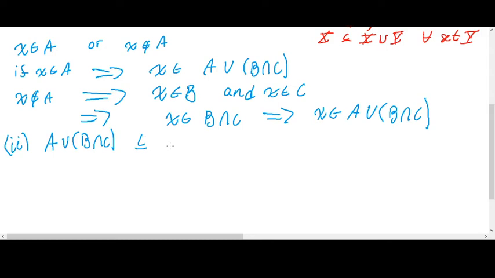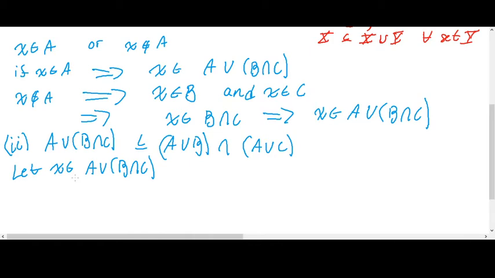So, going on to our second part, where we show that A union B intersect C must be a subset of A union B intersect A union C. So, let X be in A union B intersect C. So we're only giving this X the property that it is in A union B intersect C.